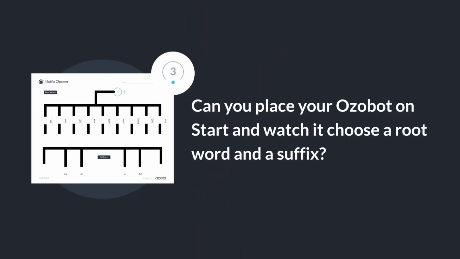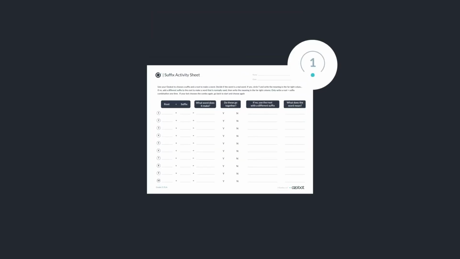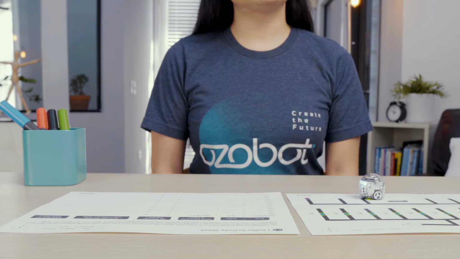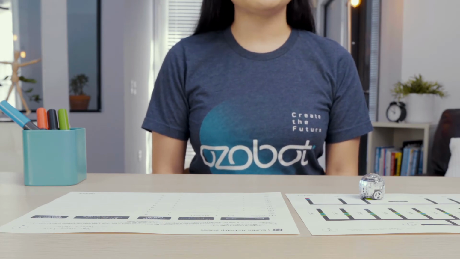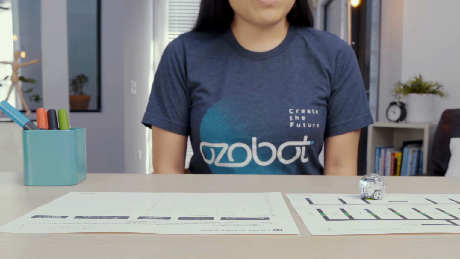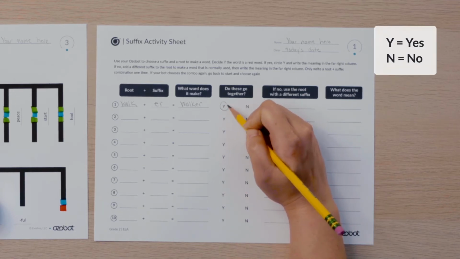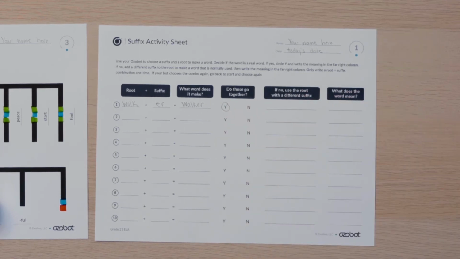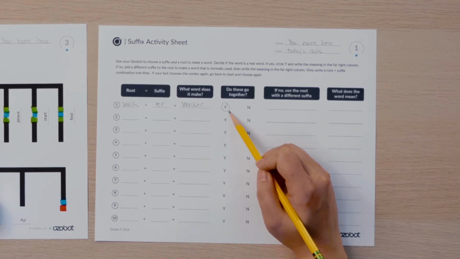Can you place your Ozobot on start and watch it choose a root word and a suffix? The word my Ozobot chose is walker. When I say walker out loud, does it sound like a word I've heard before? Is it a real word? If the word your Ozobot chose is a real word, circle Y for yes. The word my Ozobot chose, walker, is a real word, so I circled Y for yes.